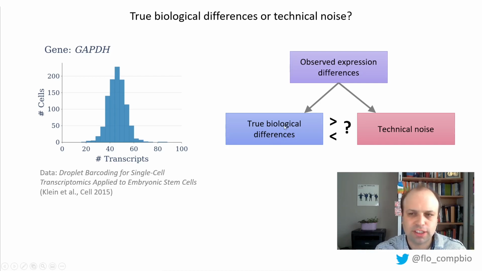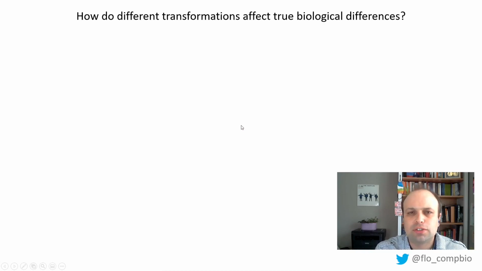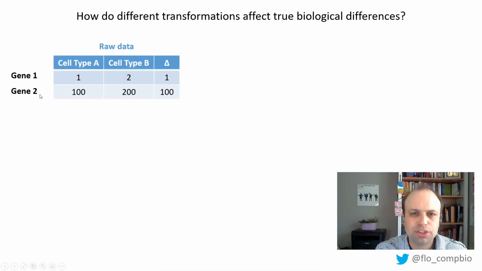Okay, so first we're going to look at how these different transformations affect true biological differences. So we're assuming for a second that there is no noise. All of the measurements that we observe are because of true biological differences, and we're just going to ask, how do these transformations affect these true differences? And for that, we'll have a little toy example here. So imagine you have two cell types, cell type A and B, and two genes, 1 and 2, and both genes have a twofold increased expression in cell type B compared to cell type A. This is all after the scaling, let's assume. But the difference is gene 2 is 100 times more highly expressed than gene 1.